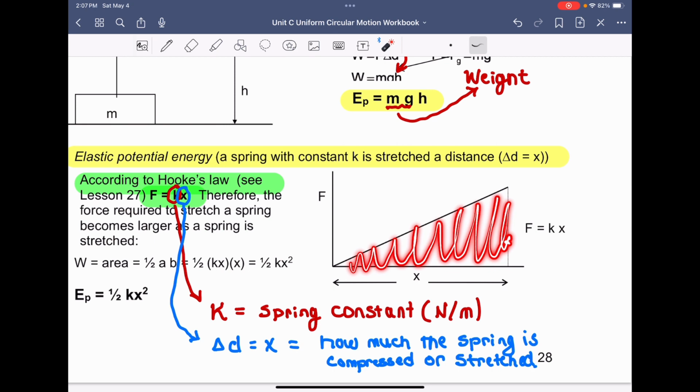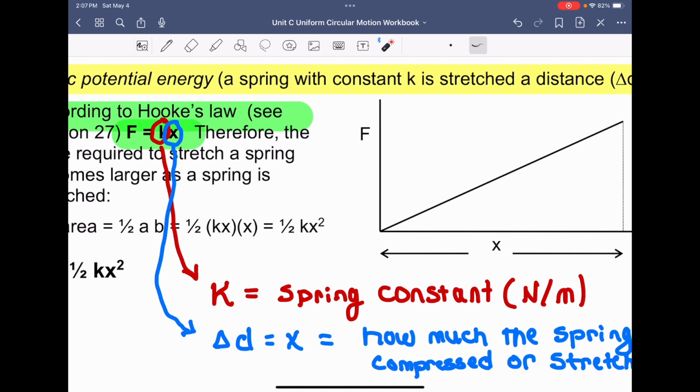The area is equal to 1/2 AB, which is base times height. In this case, the base is equal to our X value, which is the change in distance. I'm going to write it as, instead of X, change in distance. Our Kx by Hooke's law is the force required. And so this becomes 1/2 multiplied by force times distance, which is equal to Kx squared, because K is that value which we can take and separate.